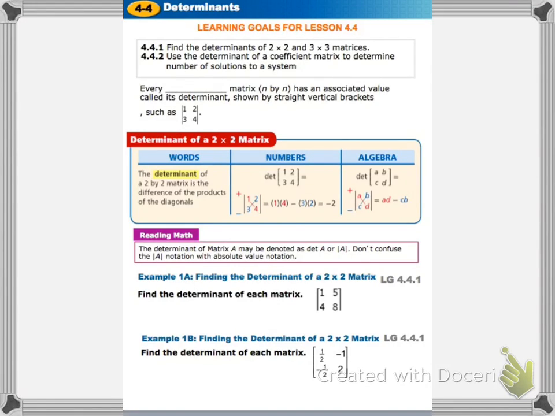Hey class! We're going to continue our work with matrices today, and as we continue looking at matrices, we're going to turn to what's called the determinant of a matrix. We're going to look at what a determinant is and how we can use this concept of determinants to solve a system of equations, which is exactly why we are doing this as part of our unit on systems of equations.